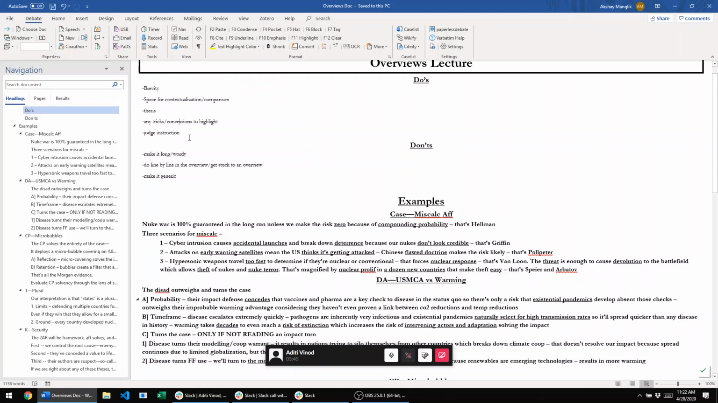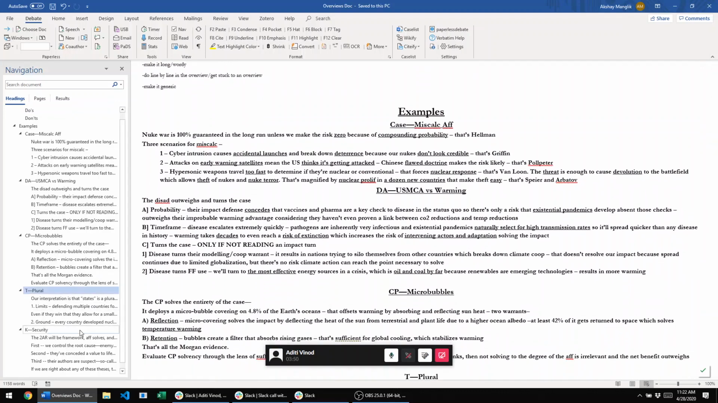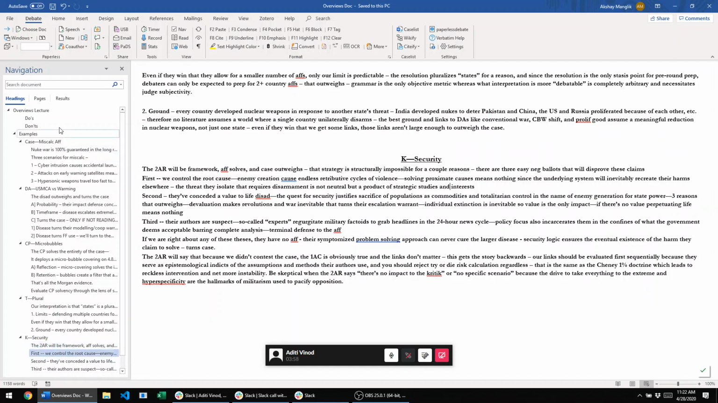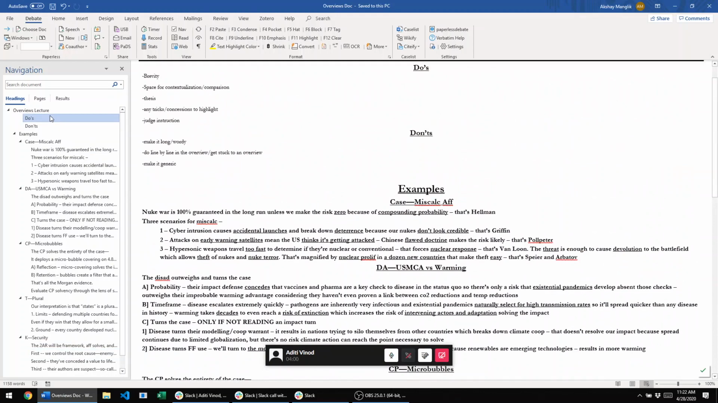And finally, you want to have space for judge instruction. So in the security 2AR, I think the starting line is, the 2AR will be framework absolves and case outweighs, and this will fail. And judge instruction is always important, especially when we have people in the back that may not be as in tune with our way or style of debating. And it's really important to emphasize that in parts of your overviews.